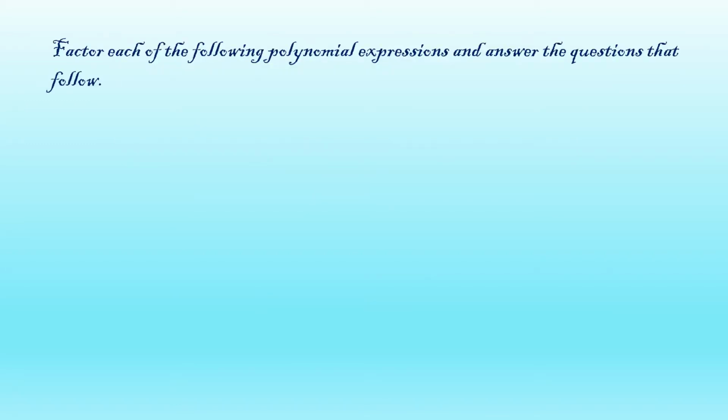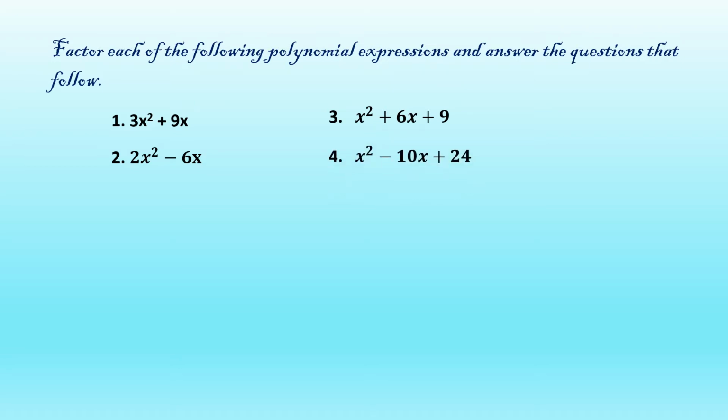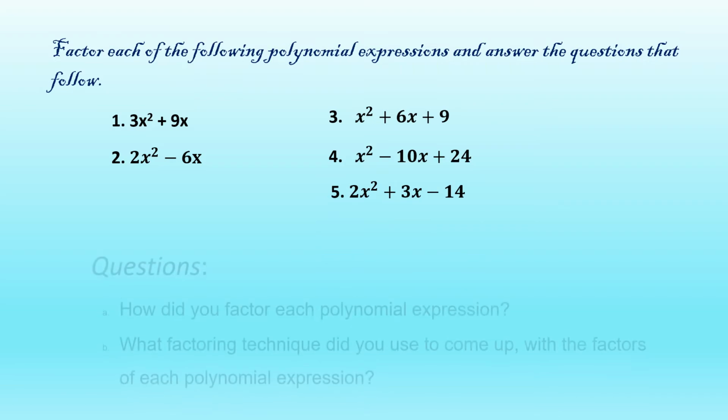Factor each of the following polynomial expressions and answer the questions that follow. Number 1, 3x squared plus 9x. Number 2, 2x squared minus 6x. Number 3, x squared plus 6x plus 9. Number 4, x squared minus 10x plus 24. The last, number 5, 2x squared plus 3x minus 14.